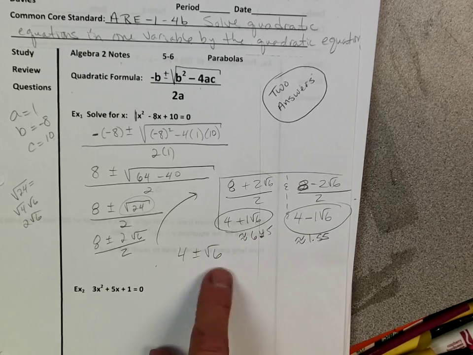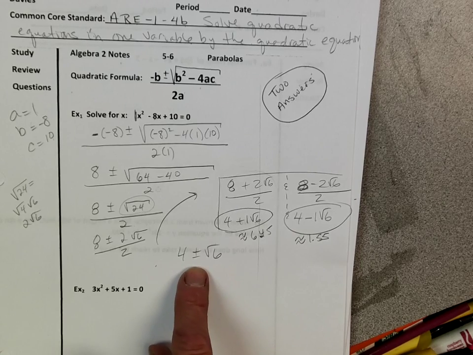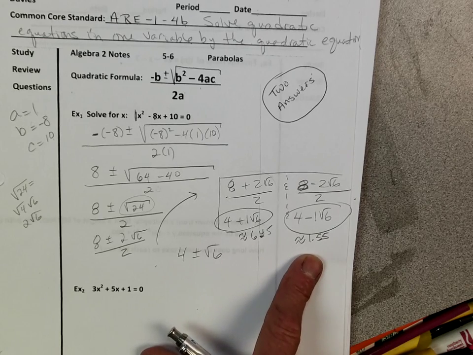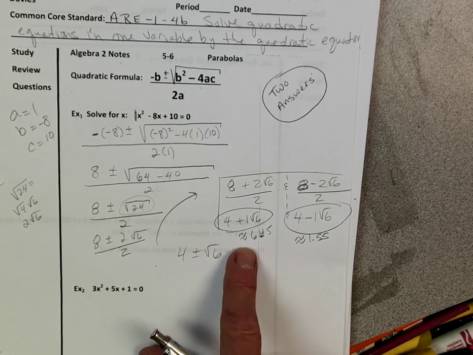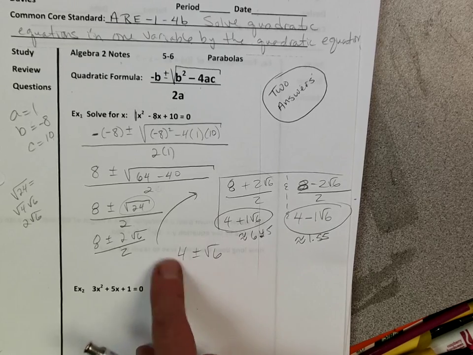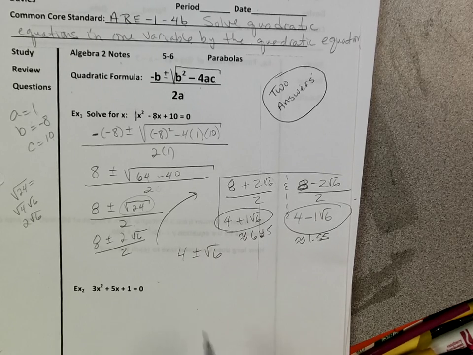Mathematically, though, we like this answer better because this is the exact answer. Square root of 6 is a square root of 6. These are just decimal approximations. So when do I use those? A story problem, or if I need to graph it. This is the answer mathematicians like, and I'm a mathematician, so this is the answer I like.